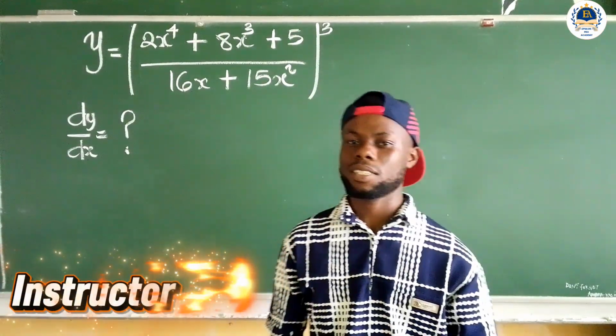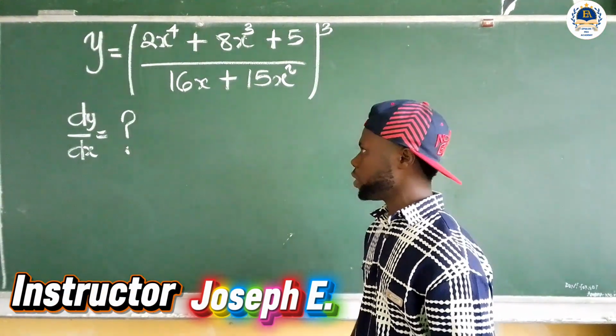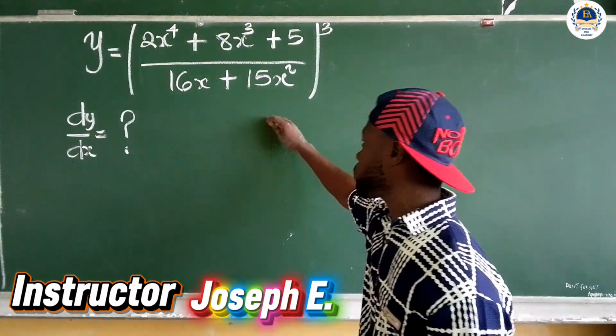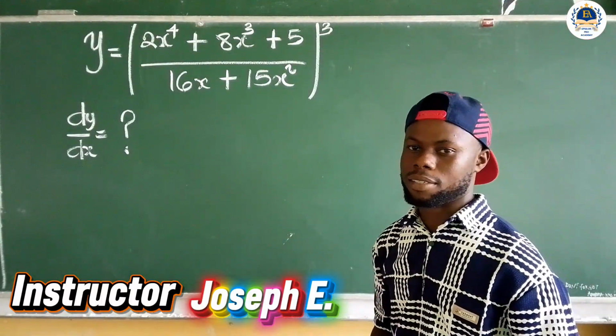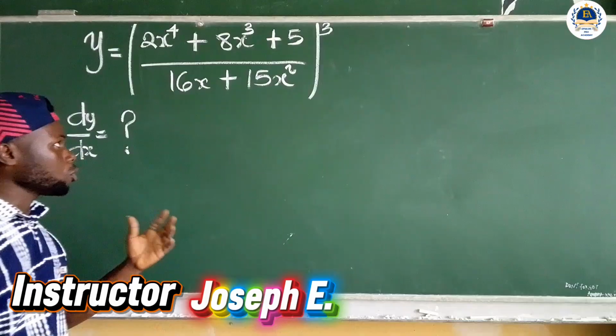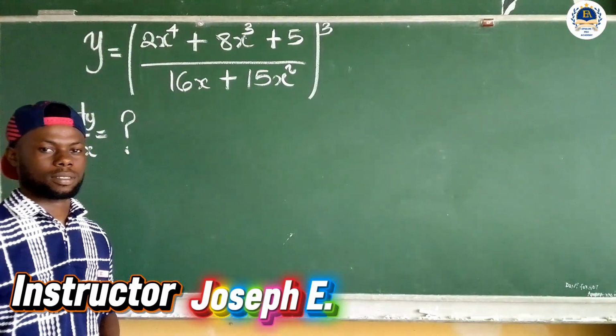Let me show you how you can solve this question on the board using a very simple shortcut approach. Now the question is, y is equal to this raised to the power of 3. Find dy over dx. Now if you look at this question on the board, it is a combination of chain rule and also quotient rule. How do we solve this?